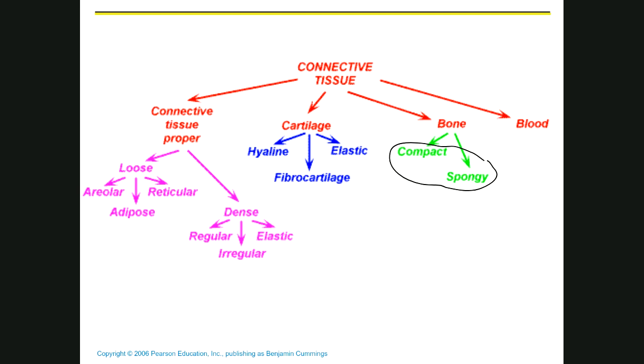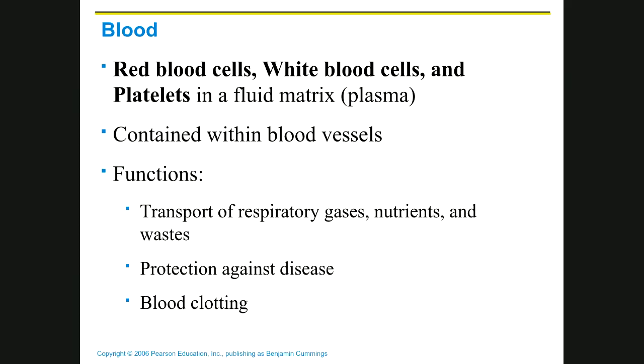We only have one more tissue, and that is blood. So blood is a weird tissue because it's a liquid tissue. It's a liquid connective tissue, which means that the matrix is water. So the matrix is mostly water.